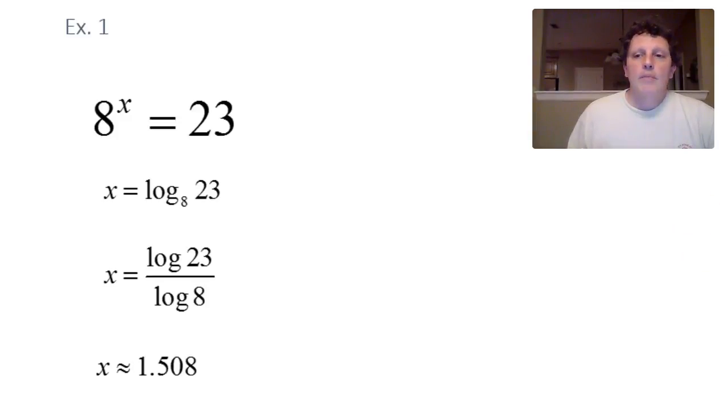Example 1 today. All right, we've got 8 to the x equals 23. Well, my exponent is already isolated. And my variable's in the exponent, and I'm really stuck. I mean, I can't get a common base here. I know that 2 to the third power is 8, but I don't know a power of 2 that would get me to 23. So this is where we change the form.